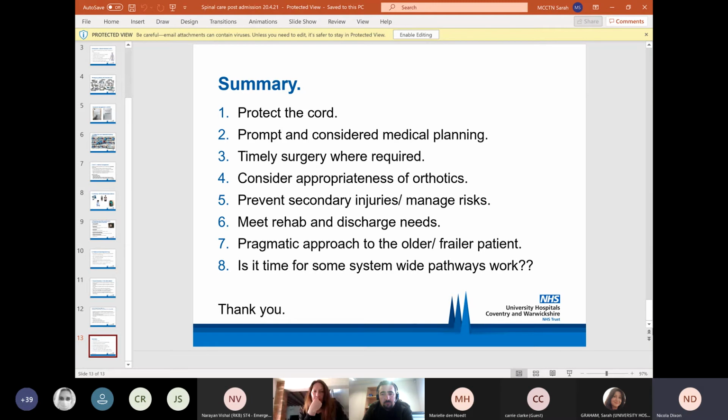We want to be preventing secondary injuries and managing risks. We want to meet their rehab and discharge needs as soon as possible to return these people to their own homes. And we need a pragmatic approach to the older, frailer patient. My final point, is it time for some system-wide pathways work? Thank you.